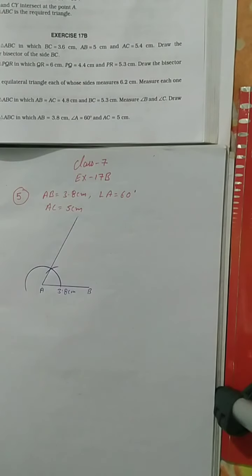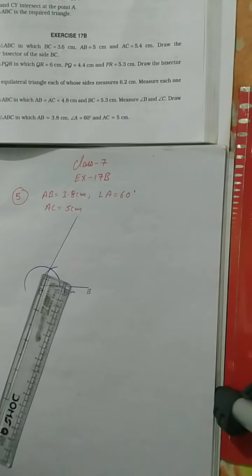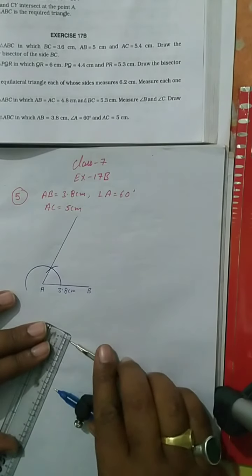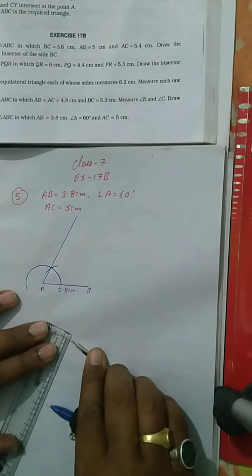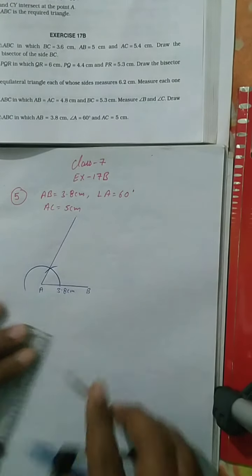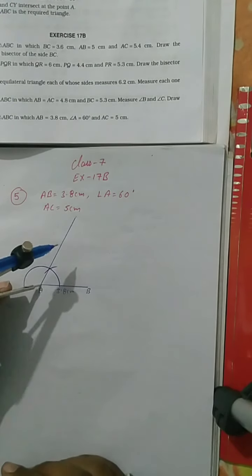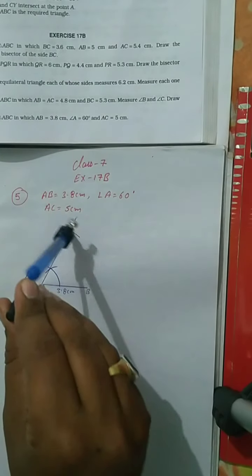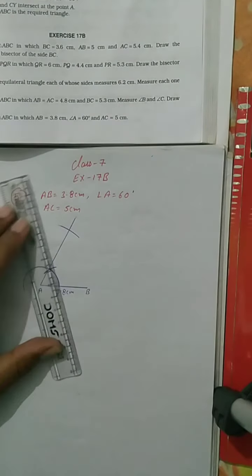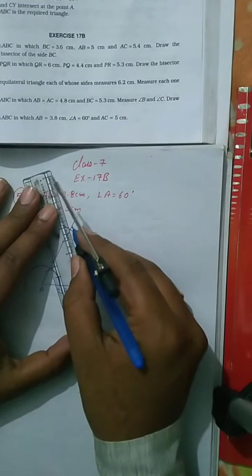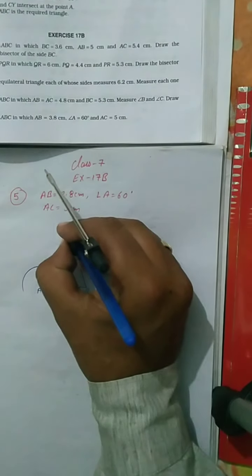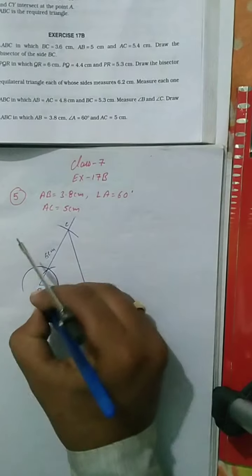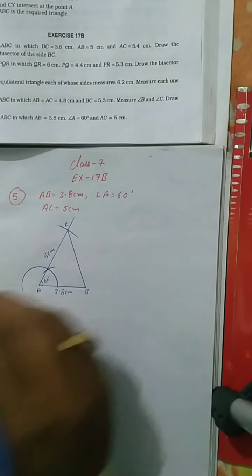After that it is given AC equals 5 centimeter. Measure 5 centimeter with your compass. Put it at A and cut an arc here, right? Then join it. Name it C. AC is your 5 centimeter and this angle is 60 degree.